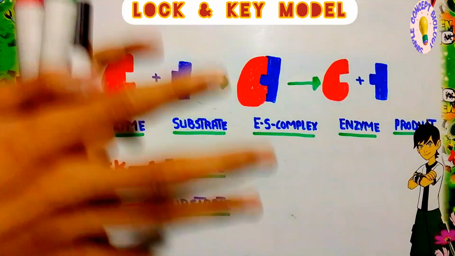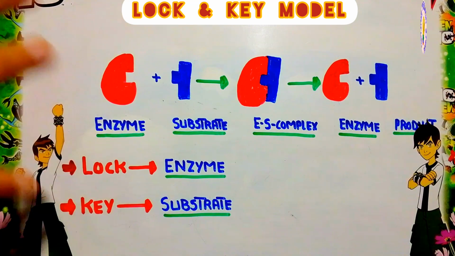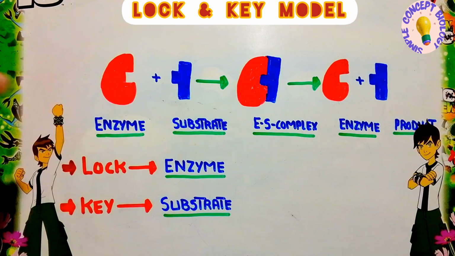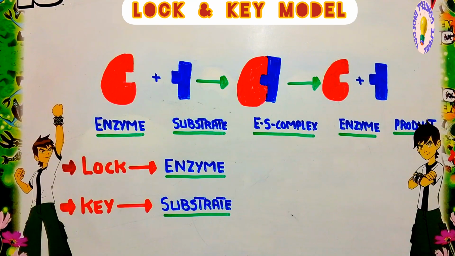Hi student, in this video lecture we will talk about one of the interesting topics, that is the mode of action of enzyme. Now the action of enzyme is that the enzyme is able to convert a substrate into the product. This action of the enzyme was explained by two hypotheses. The first is the lock and key model, while the second one is the induced fit model.